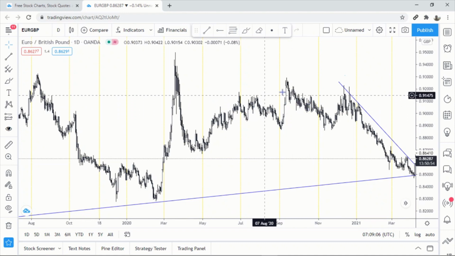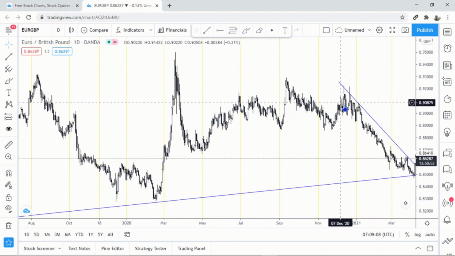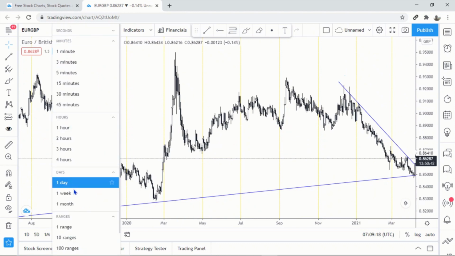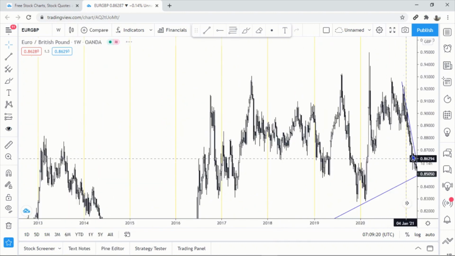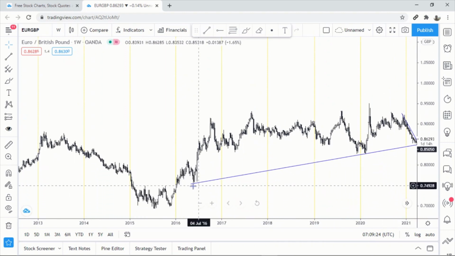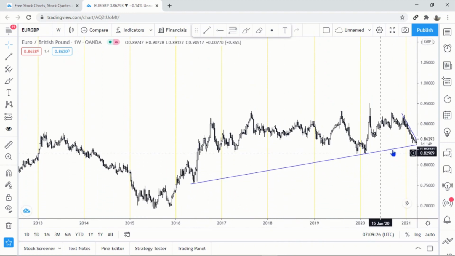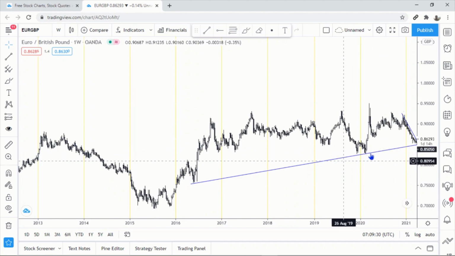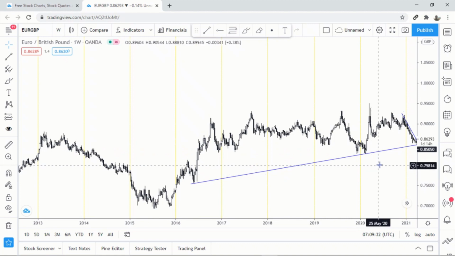So this is a daily chart of the Euro GBP, and from the daily chart we can see that the Euro GBP is in a smooth downtrend just at this area. But when you go a step above the daily chart and pull up the weekly chart, we can see that Euro GBP is in a long-term uptrend as the weekly time frame is telling us. So the long-term traders will be focusing on buys.